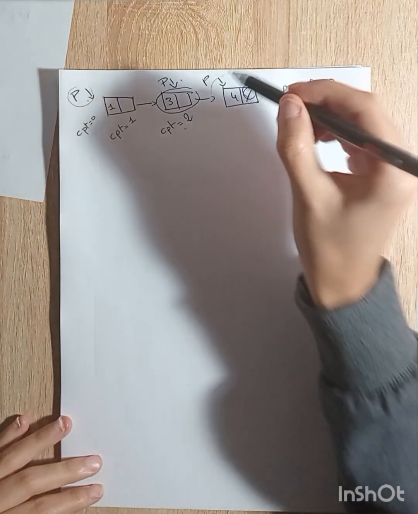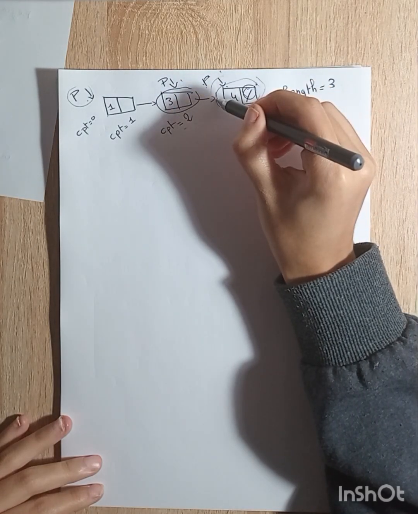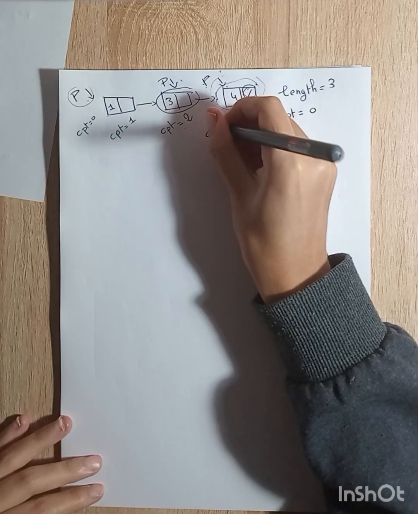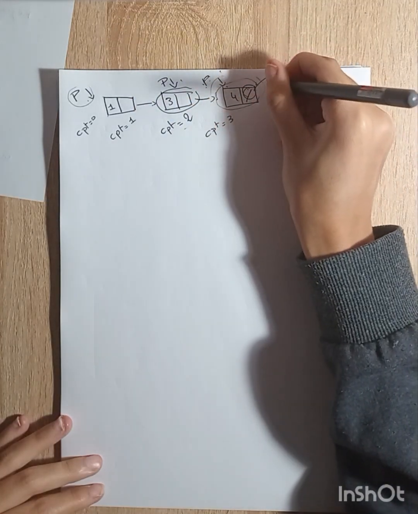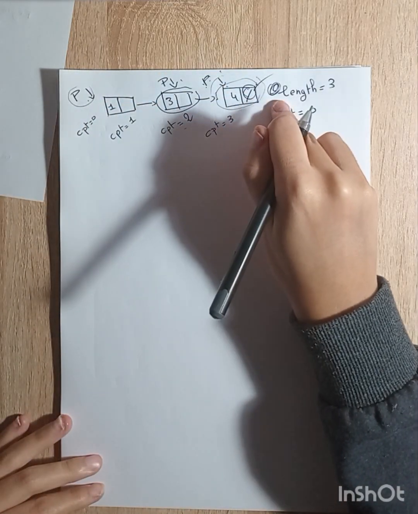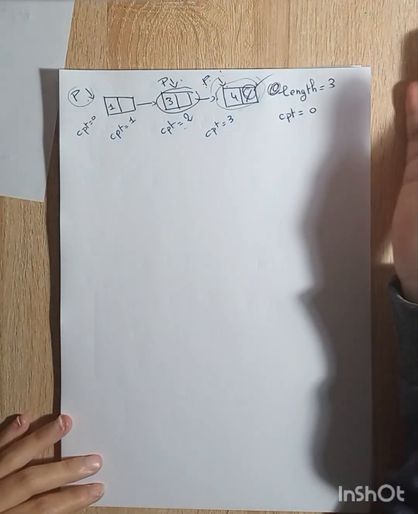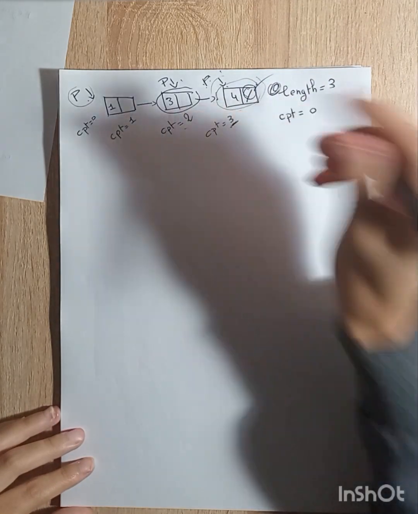So now, as long as P does not equal nil, as you can see, the counter is equal to 3, and then P will move forward out of the list. We will do the condition. Does P equal nil? Yes, it does. And then we're out of it, and we have the counter, the length is 3.